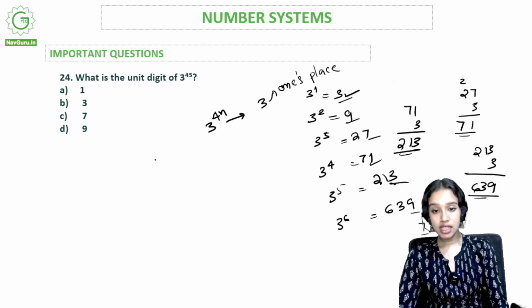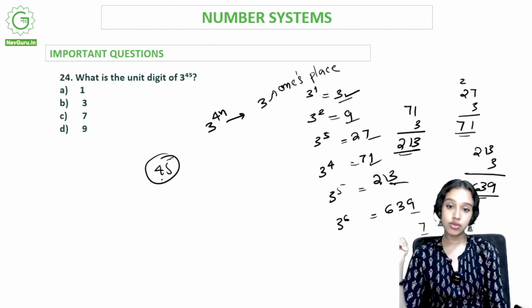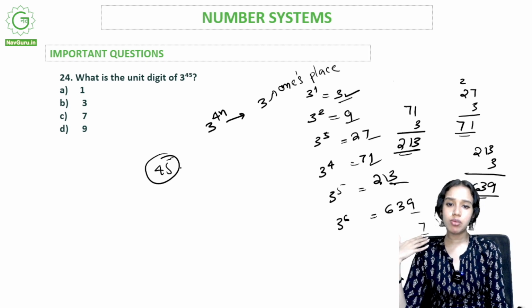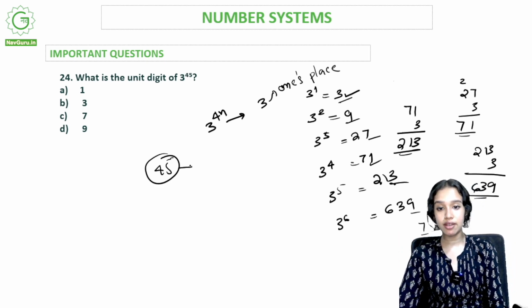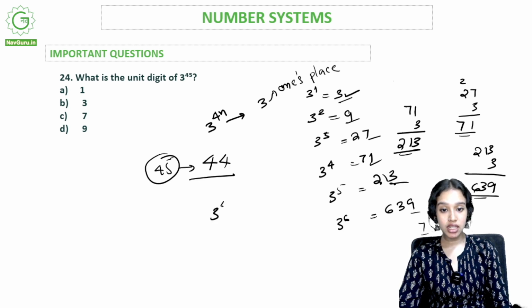So let's see whether 45 is a multiple of 4. It's not a multiple of 4. So which is the closest number near 45 which is a multiple of 4? It's definitely 44. So for 44, that is 3 raised to 44, we have 1 in the ones place.